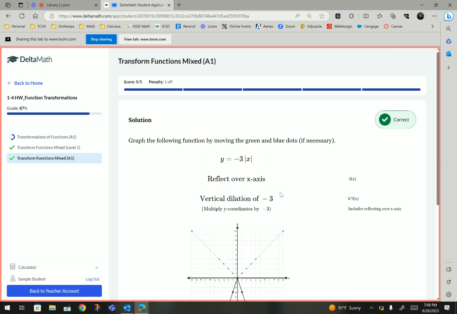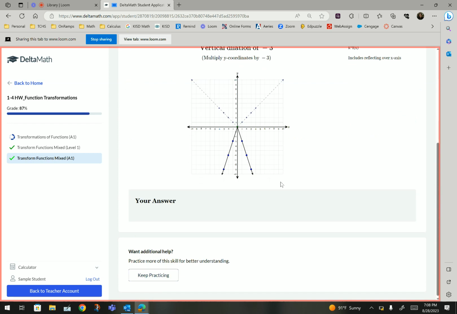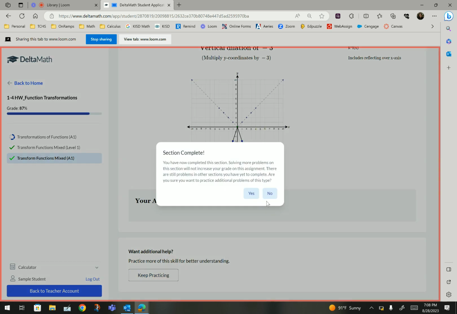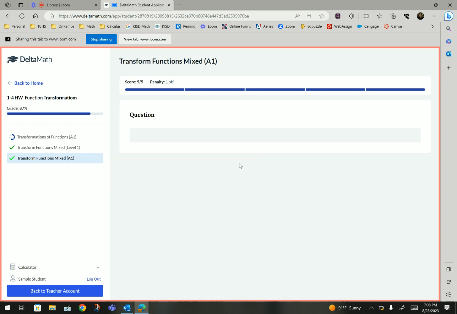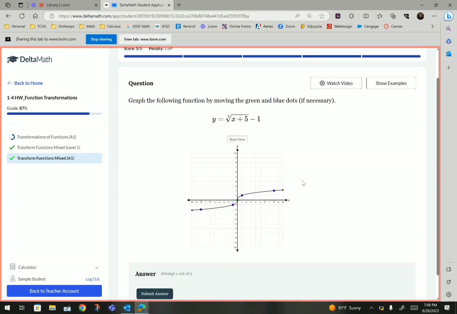So all you do is multiply the y value. Okay, that's it. Multiply the y value. So let's try another one.